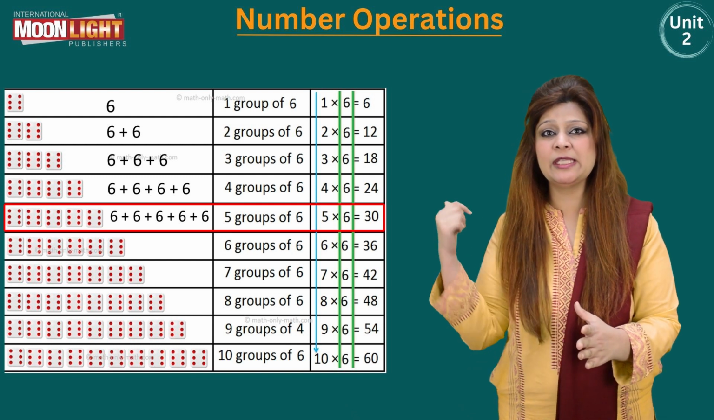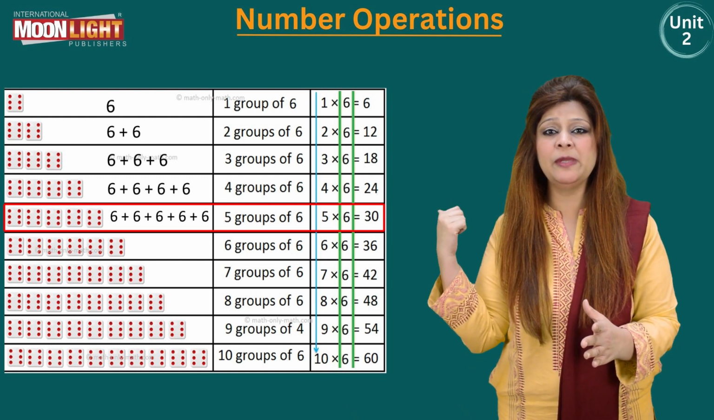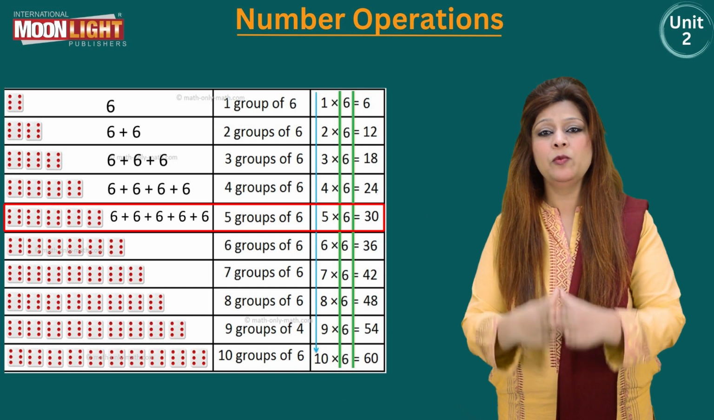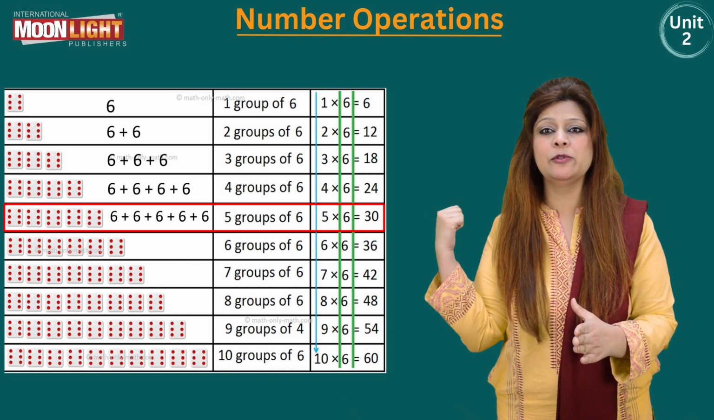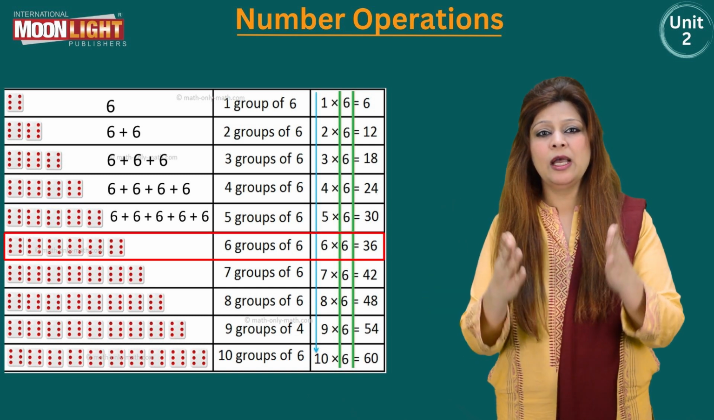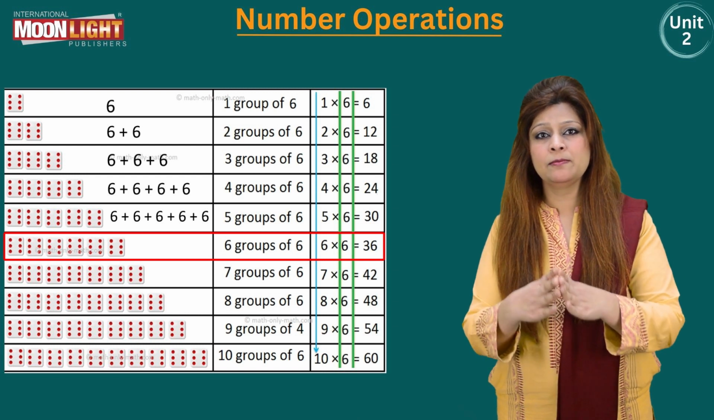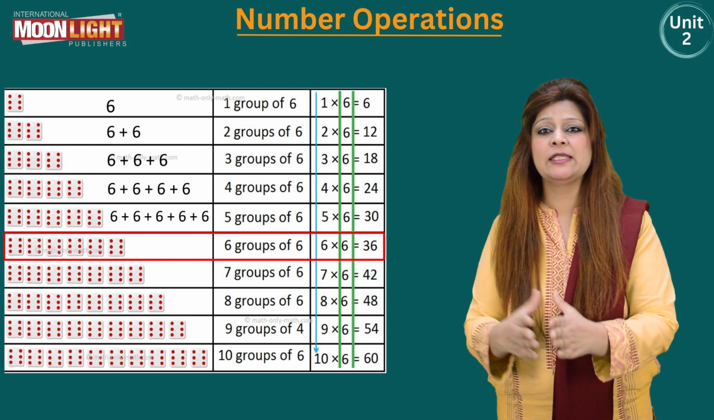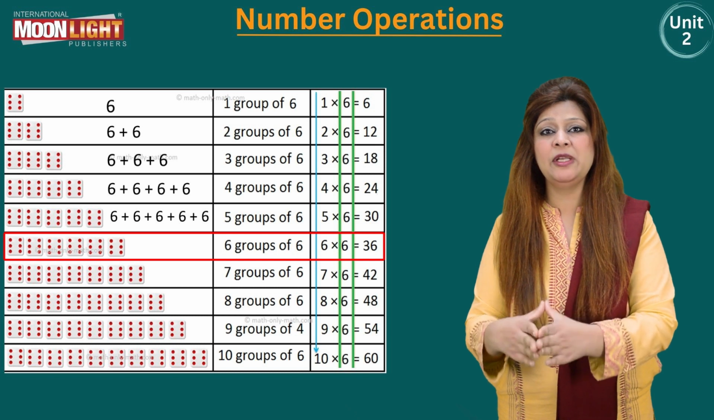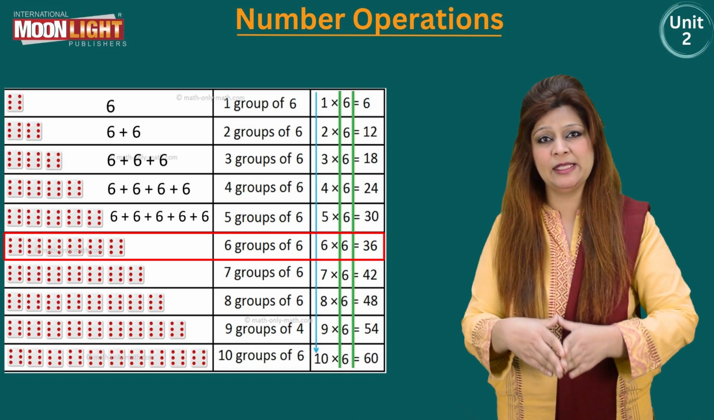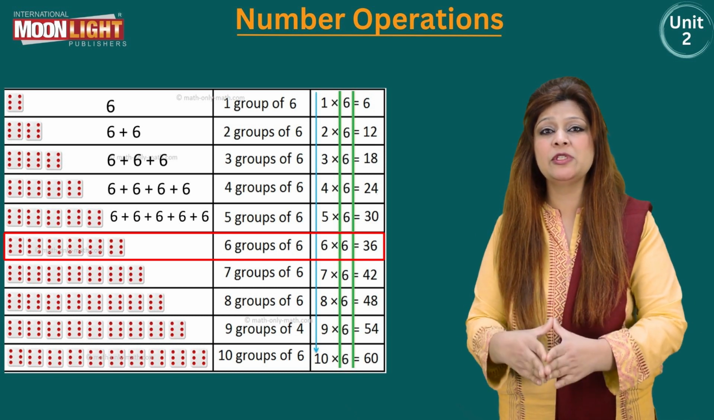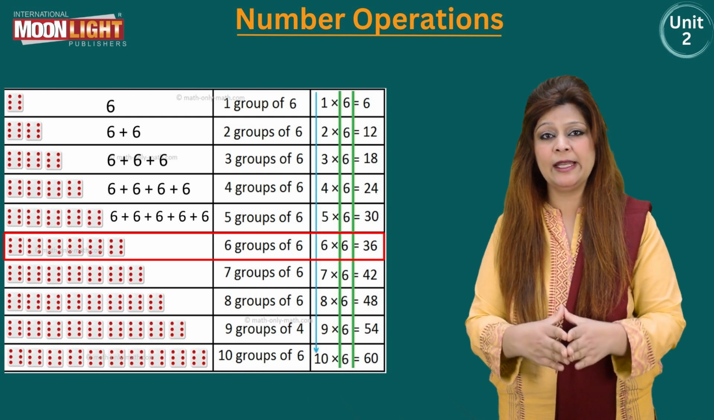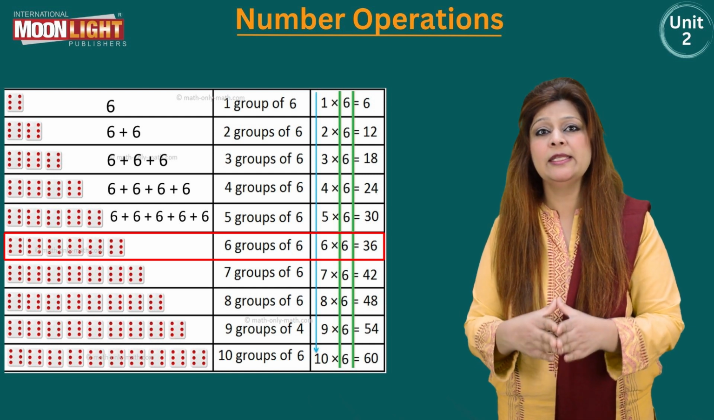Now my dear students, again I am going to add one more dice which is showing you 6 dots. Again I am going to add 6, so it will be 5 group of 6, which is 5 6s are equals to 30. Now again 6 group of 6 given, means I am repeating 6 six times. Means 6 into 6 is equals to 36. That is 6 6s are 36.